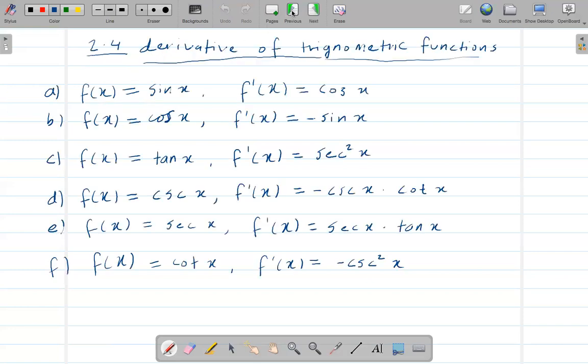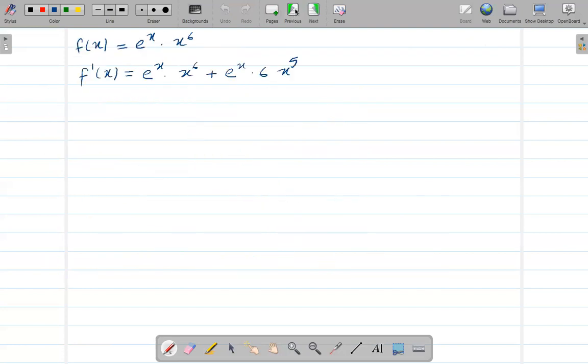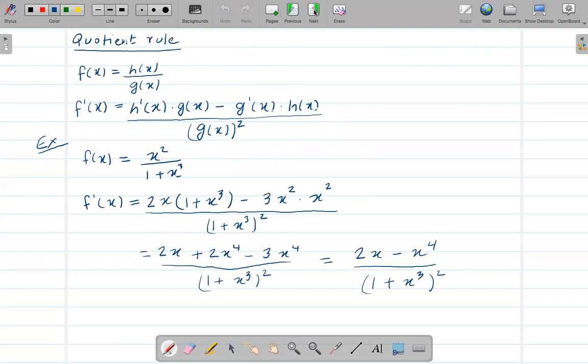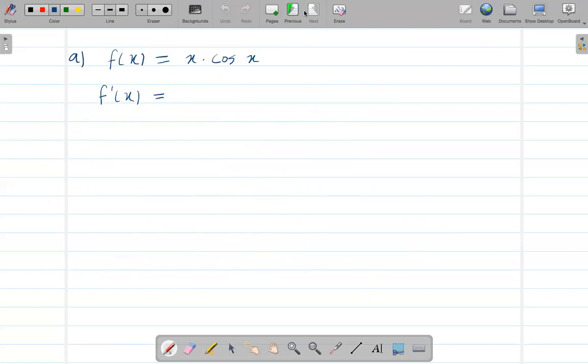Using the product rule, we can just use this formula. Using that formula, let's take the derivative of the first one. The derivative of x is simply 1, times the second one, which stays the same, plus the first one stays the same, and we take the derivative of cosine.